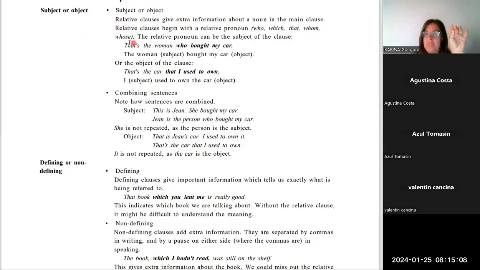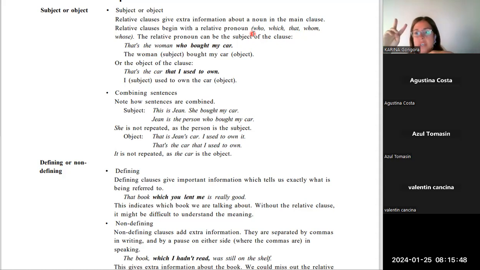I will just briefly read some stuff. Relative clauses give extra information about a noun in the main clause. Relative clauses begin with a relative pronoun. The relative pronoun, and here is why I really want to have this class, because I already said this several times, but sometimes we still make mistakes in part two. Todavía cometen errores. He visto errores en las evaluaciones anteriores. We make mistakes with relative pronouns.